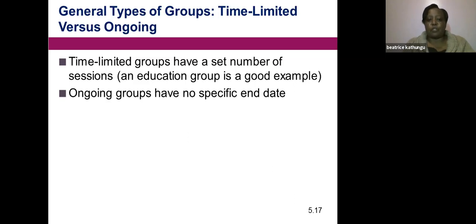Good examples of time-limited groups are a group with an educational component, where you set that group together for the purpose of psychoeducating on a very specific aspect, maybe assertiveness training. You run that for a period of time, you finish, and the group is over. That's a time-limited group. But we have lots of ongoing groups in our treatment programs that don't necessarily have an end date.